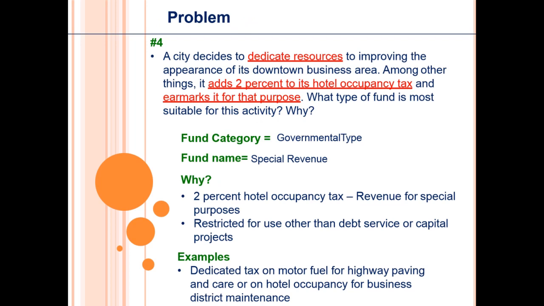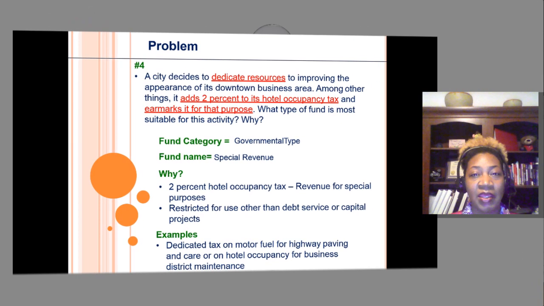In problem 4, you can see that there's some dedicated resources, and then they talk about how they're going to generate those resources, and they're going to be used for a specific purpose. Well, that's going to let us know it is governmental type, but further, it is a special revenue fund. You'll notice the two bullet points on why it is a special tax for a purpose, and then we're going to use it for something other than debt service or capital project. That is a very important thing to note.